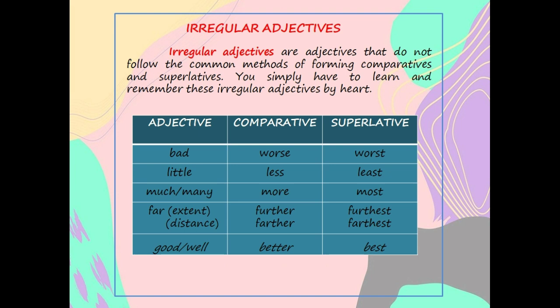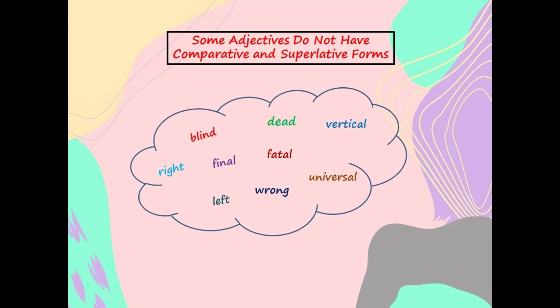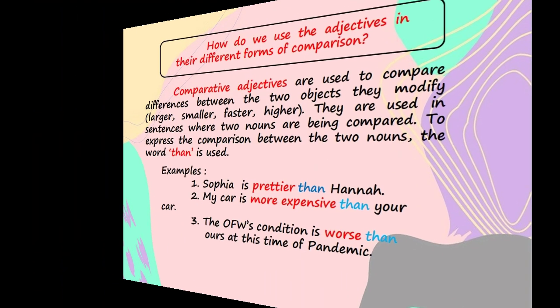Good and well have the same comparative and superlative forms, which are better and best. Now, there are some adjectives that do not have comparative and superlative forms. And these adjectives are blind, dead, vertical, right, final, fatal, left, wrong, and universal.